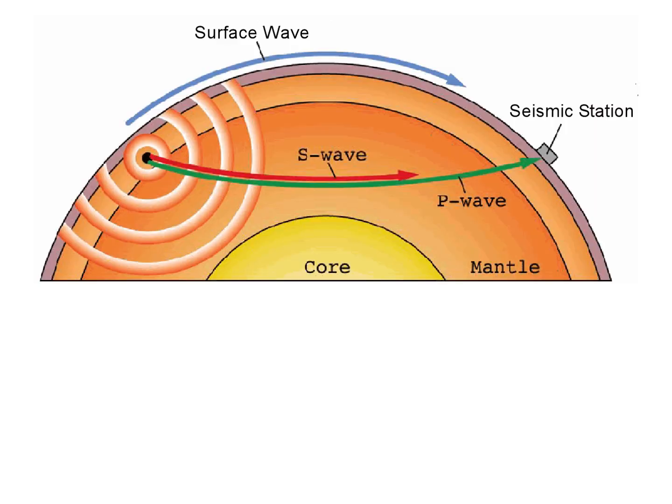Because the velocity of body waves increases with depth, waves refract or bend as they enter the Earth. This bending causes waves that enter the Earth at an angle to bend and eventually emerge from the Earth following a curved path, like shown by the red and green arrows on this diagram.